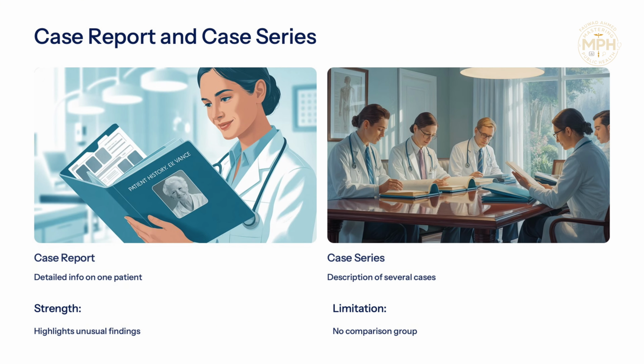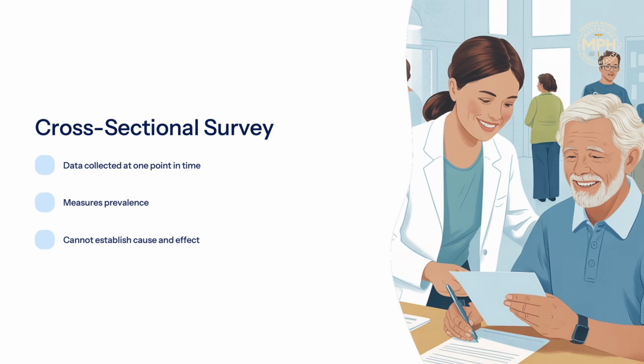The case report and case series. A case report describes a single patient with a unique or rare condition. A case series includes several similar cases. These are descriptive, no comparisons, no control group, just a useful way to spot patterns or generate hypotheses. The cross-sectional survey. This design collects data at one single point in time. It measures both exposure and outcome simultaneously. For example, we may survey a population to see who smokes and who has asthma. While it's great for estimating prevalence, it can't establish whether smoking caused the asthma because we don't know what came first.